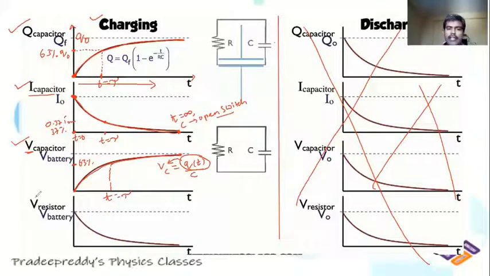Next, last one is voltage across the resistor. What happens to the voltage across the resistor? If voltage across the capacitor increases, voltage across the resistor should decrease. After one relaxation time, it decreases to 37% of the total voltage of the battery. And at time t is equal to infinity, voltage across the resistor becomes 0, right? These are the graphs plotted for charge on the capacitor, current on the capacitor, voltage on the capacitor, and voltage across the resistor with respect to time.